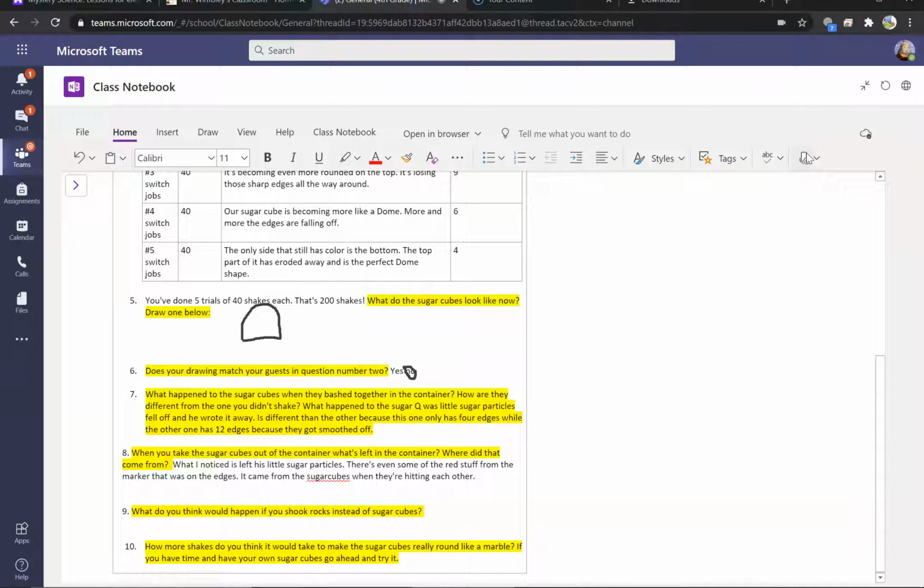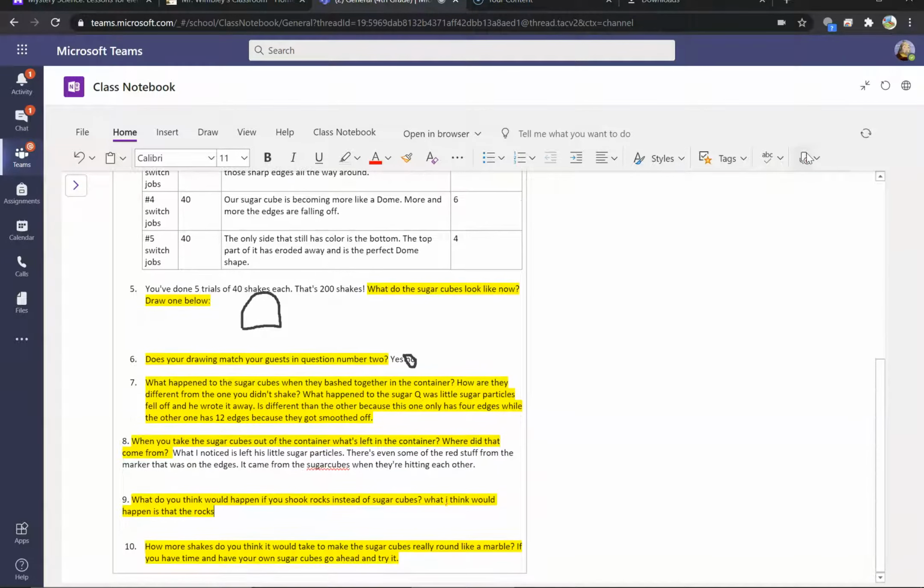What I think would happen is that the rocks would chip apart as well. Period. It would just take much longer, though, than 40 shakes. Period.